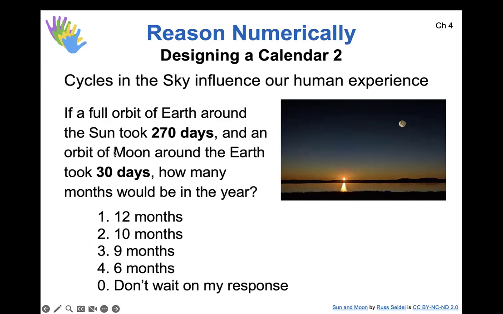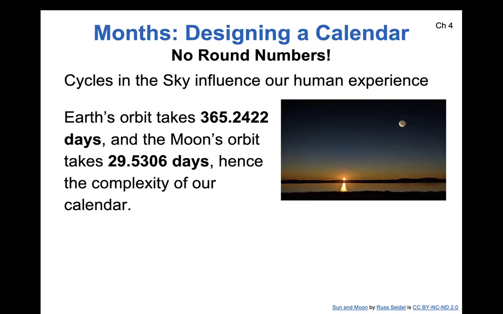If you had 270 days and the orbit of the moon around the Earth took 30 days, 30 days being closer to our actual orbital period for our moon, you'd still have a nice division. You'd still have a case where the 30 evenly divided into 270, and it'd be exactly 9 months.